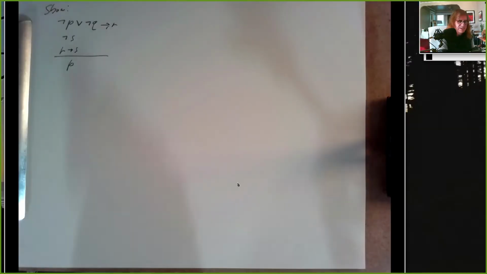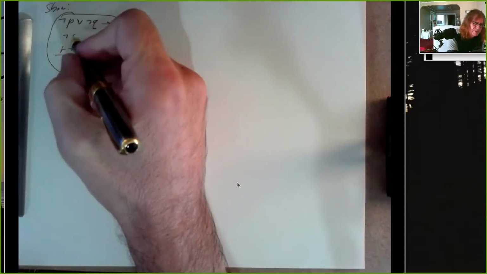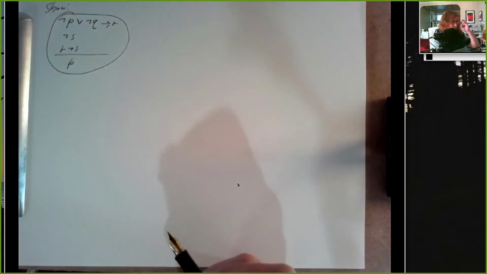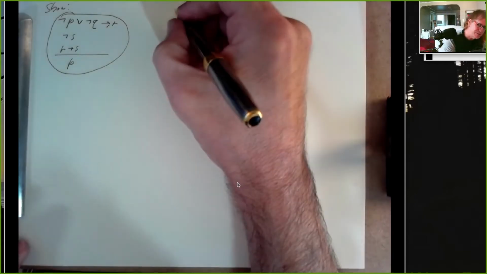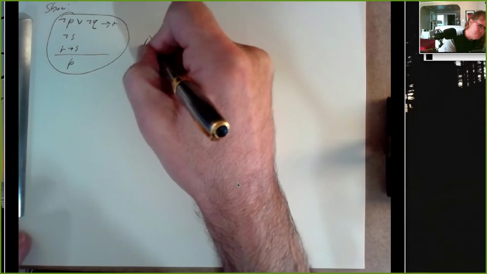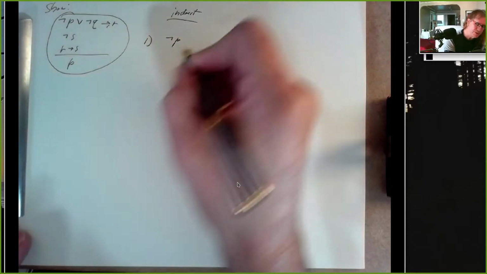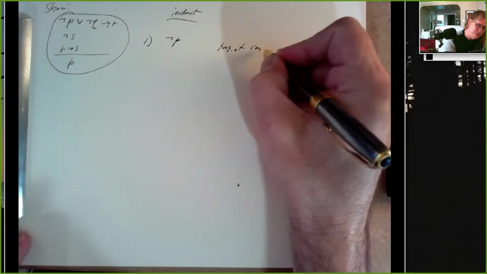All right, so we're asked to show that this is a valid theorem. Given this, this, and this, we want to conclude that an indirect or direct proof works here. So let's try an indirect first. Step 1, I'm going to conclude not P. That's the negation of the conclusion.